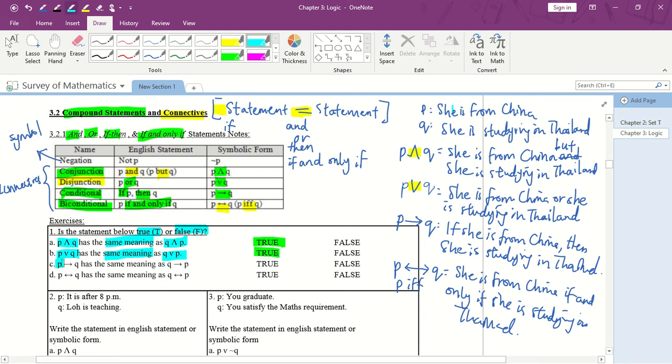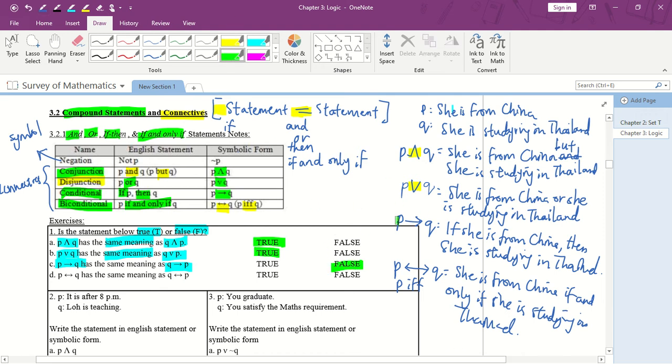If P then Q has the same meaning as if Q then P. So when it comes to this question, it will be: if she is from China, then she is studying in Thailand. Is it the same thing as: if she is studying in Thailand, then she is from China? The answer is no. Why?